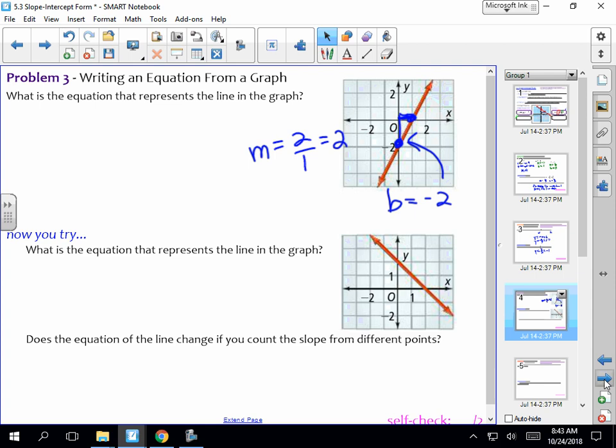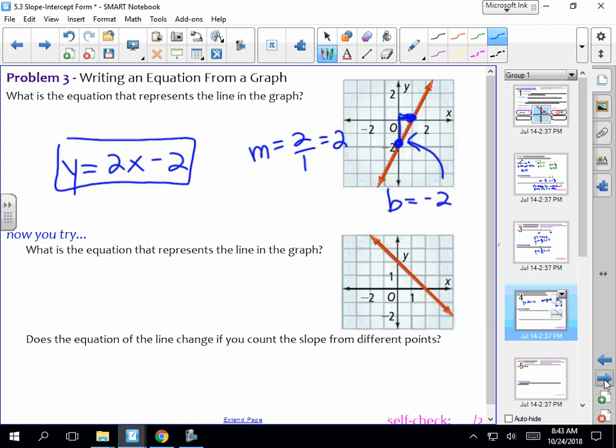Oftentimes they'll give you 2 points if they want you to use those 2 points to get the slope. So when I go to plug this in, I've got y equals m is 2, x, and then minus 2, and that's it. So just right from the graph.